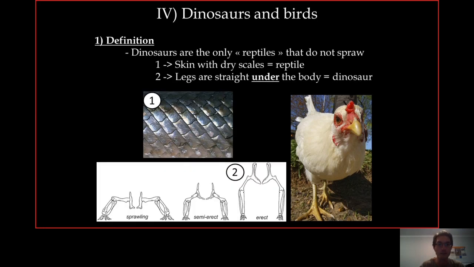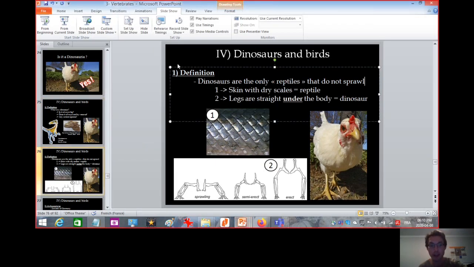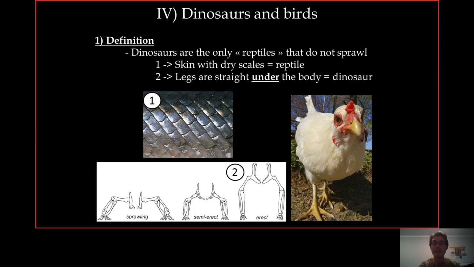So there is one definition of dinosaur, two criteria that you need to have to be a dinosaur. These two features are that you have to be a reptile that does not sprawl. Oh, and by the way, sprawl with an L at the end. And for this, you need to have a dry skin with scales, like a reptile. So that's the first criterion here.